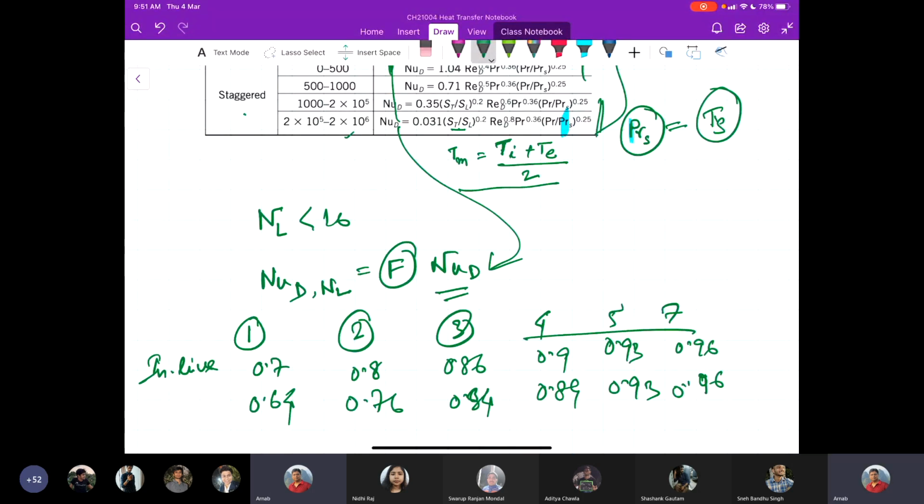After this kind of value, either for the staggered or the inline cases, the correction factor remains the same, that is 0.99, because it actually moves closer to the 16-tube value. Before this, at a substantially low number of tubes, which is 4, 3, and so on, we have moderate values of the correction.